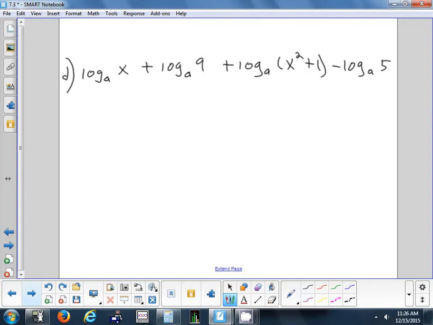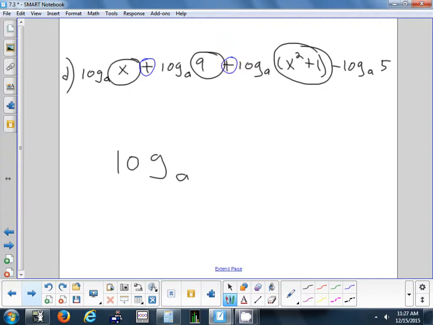Let's just go right to this one. This one looks like it could be really hard because there's 4 things in it, but it's really not. Everything that's a plus is going to get multiplied. Everything that's a minus, that goes in the denominator. So when I recombine everything, what's going to be my base? A. I have x, 9, and x squared plus 1. What am I doing with these 3 things? Am I going to multiply them or divide them? Multiply them, right? Because of those plus signs. Those are going to recombine as multiplication.